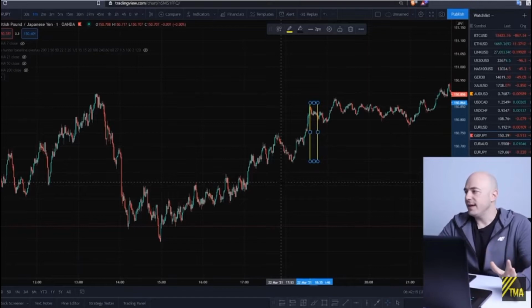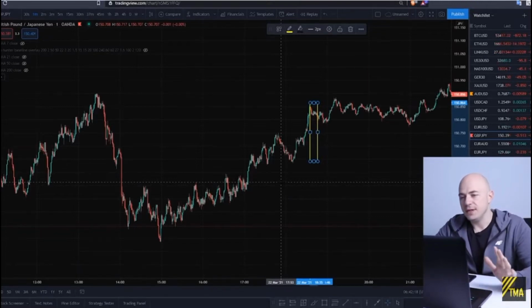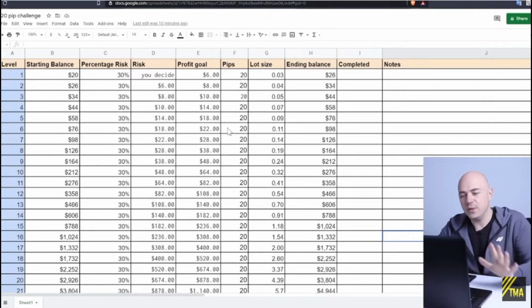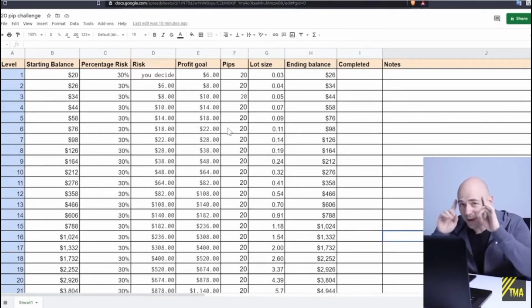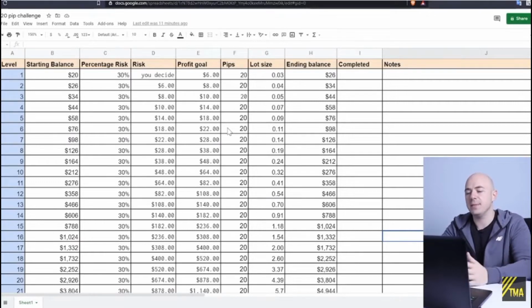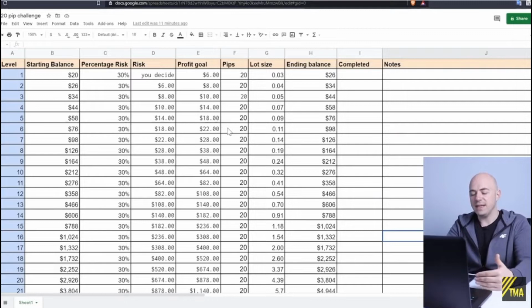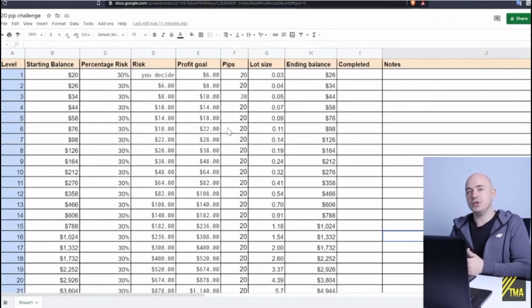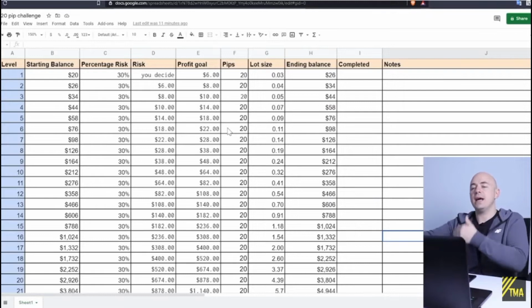This is a weird thing that I found on the internet. It is called the 20 pip challenge. Stick with me on this. This is actually, in my mind, extremely smart, because imagine if you had a $10,000 Forex account. And the standard way of trading is risking 1 to 2% per trade. So you're risking $100 to $200 of your money per trade in hopes that that trade will work out and you will win, and then you'll grow your account slowly over time.